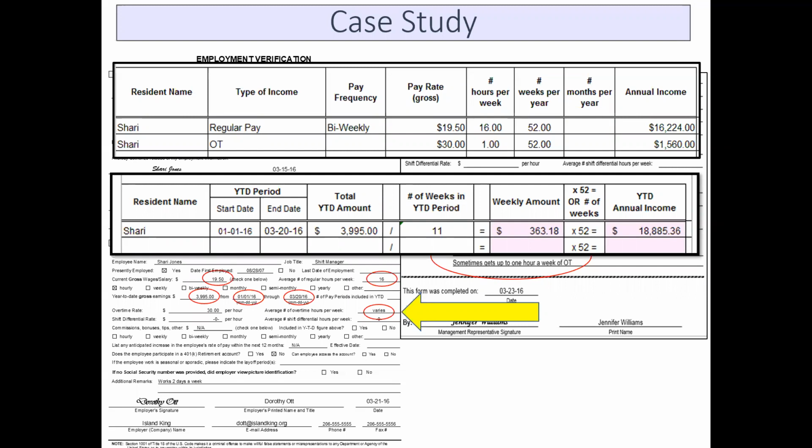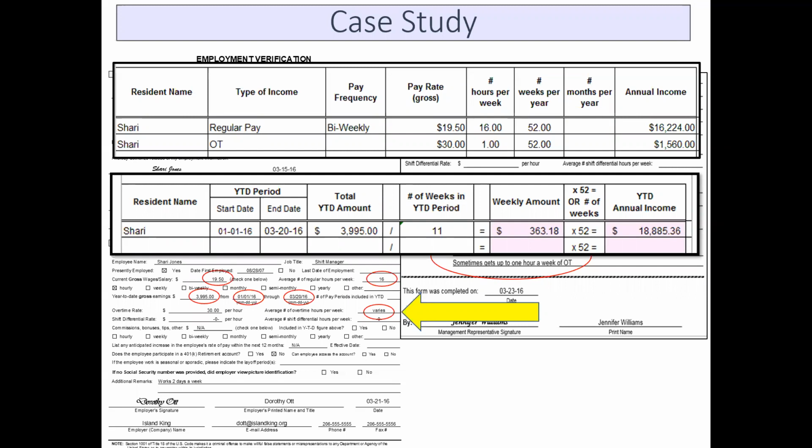which is also on our HEC, just on the bottom half of the 3rd page. And we're going to ask you to compare what her year-to-date earnings are. So from her verification, we know that from January 1 to March 20th, she earned $3,995.